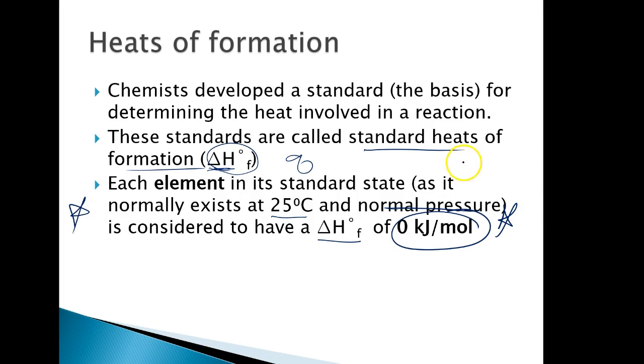So I'm talking about iron being a solid. That's its standard state at 25 degrees and normal pressure. Oxygen, on the other hand, is a gas. That's its standard state. Mercury's standard state is a liquid, and it just depends on what it is. But if it's an element in its standard state, you should assume it's 0.